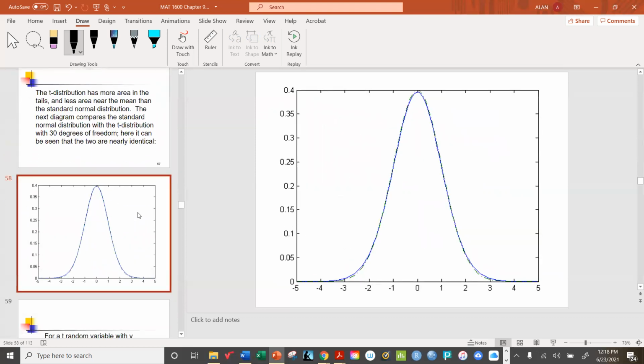All right. Now look at that. You can't even see the difference. It's so faint. It's so vague. Here, this is T with 30 degrees of freedom. And the green, which is just barely visible down here, is the standard normal. So once we get to this point, the two distributions are virtually identical to each other.